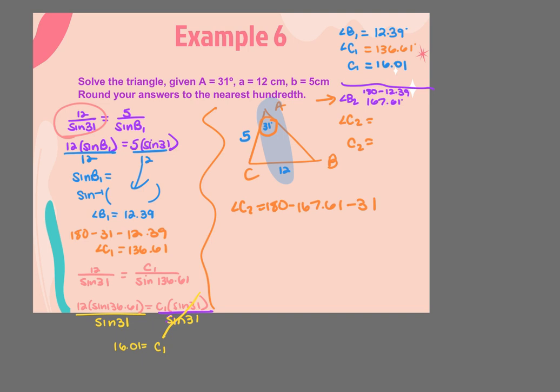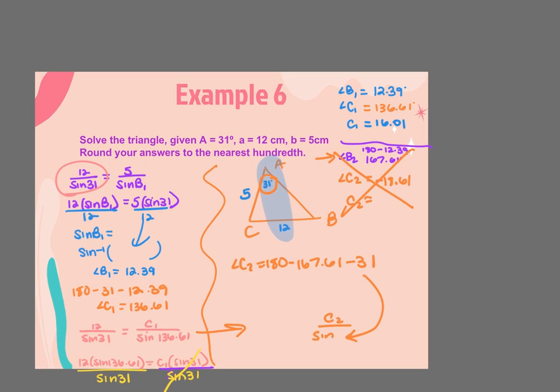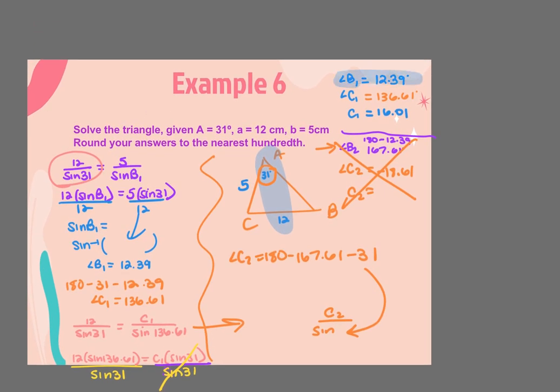Now I know already this is going to be negative, and because it's negative, that means there is not a second triangle. If that in fact was positive, then I would set up the last ratio like I did on the left here with the a values, but I would use c2 over the sine of what I get from here. Because it's negative, I know there's only one triangle, and these three answers are all I need.